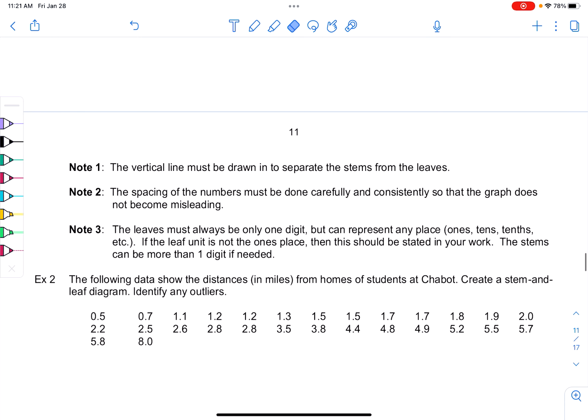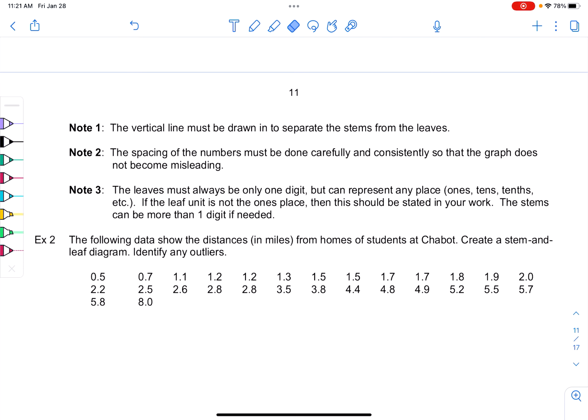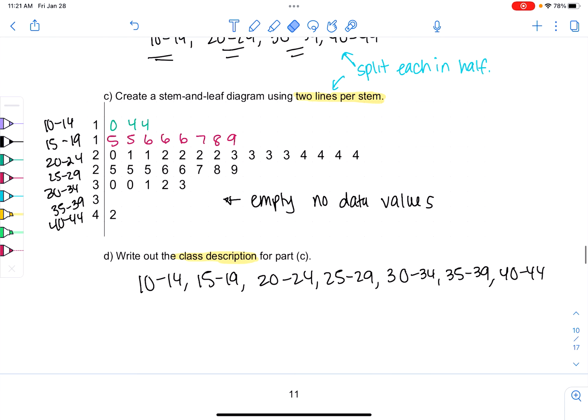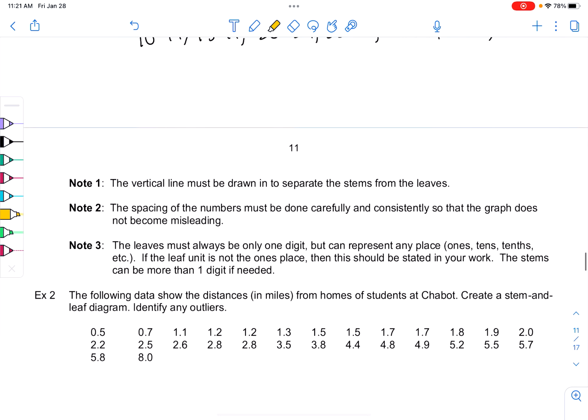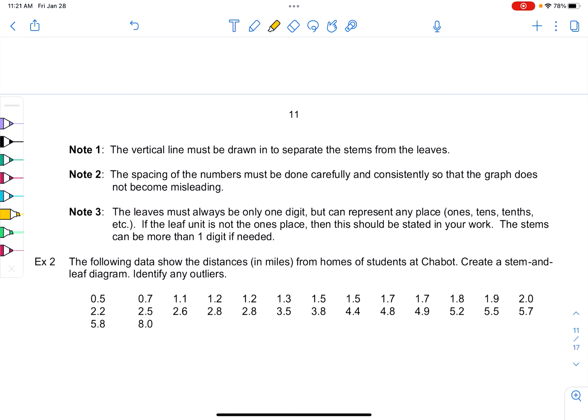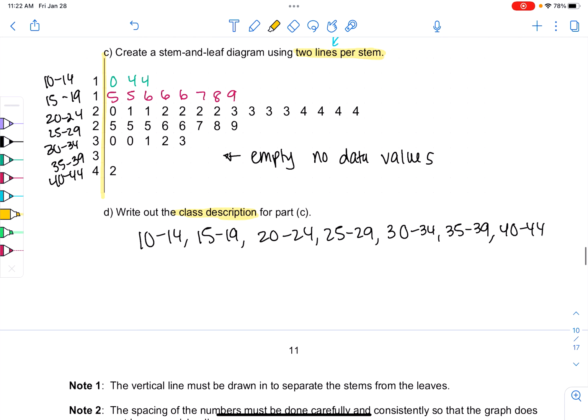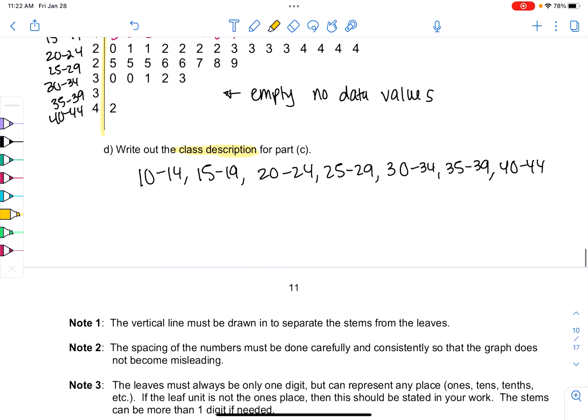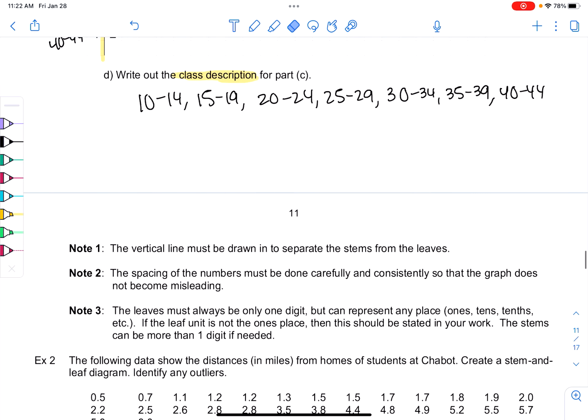So just a few notes and we'll do one more example. So the vertical line just helps us separate the stems and the leaves. That's this vertical line. Note 2, the spacing of the numbers needs to be done so it's consistent so that the graph doesn't become misleading. So notice the numbers are all around the same size, the 8, the 9. What would be misleading is if we did 1, 2, 2, 2, and then 3, 3, 2, 3, 3, 3, 3. See how the 3s are much smaller, so they look like they're the same size, but they're not. So just make sure your numbers are about the same size.